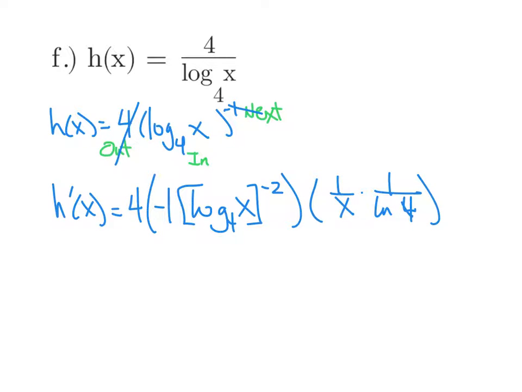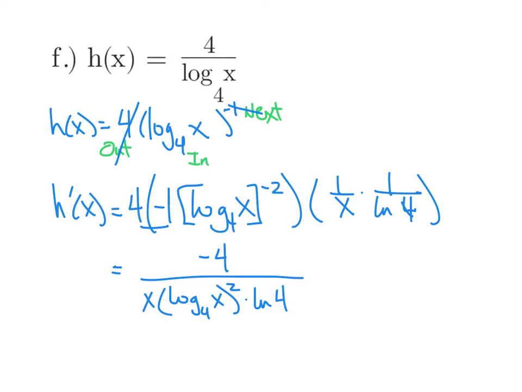In order to try and clean this up a little bit, I do recognize that I have a fraction, so I'll probably mess with that. Just identifying what should be in the numerator, what should be in the denominator. With this 4 times negative 1, that would definitely be in the numerator. Log base 4 of x has a negative power, so I would bring that into the denominator, log base 4 of x squared, becoming a positive power. And then I have an x and a natural log of 4. Nothing else is going to cancel or anything, so that would be a simplified version of this derivative.